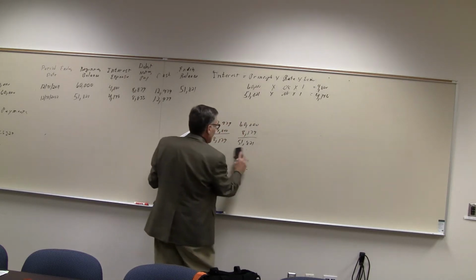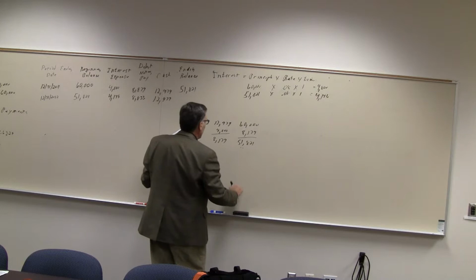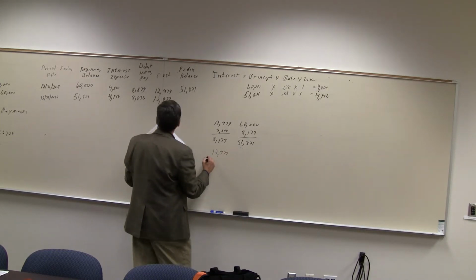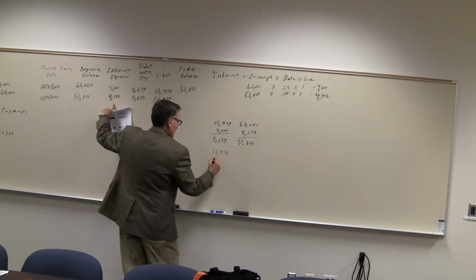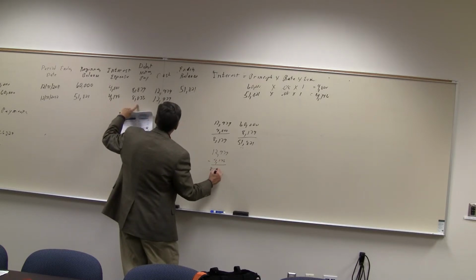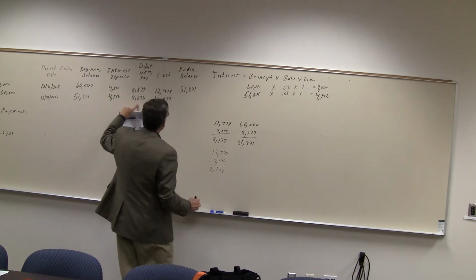You guys listen, I put this in the wrong place. I was talking and thinking. So if it's $12,979 and we subtract $4,146, then the $8,833 goes toward the notes payable.